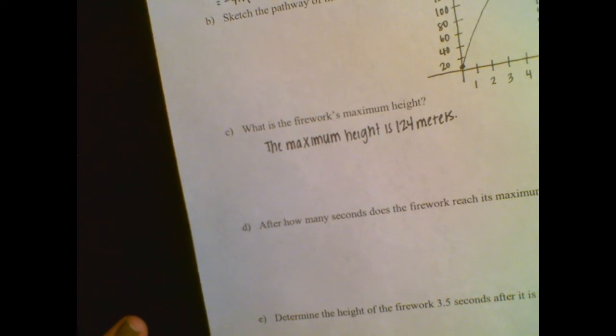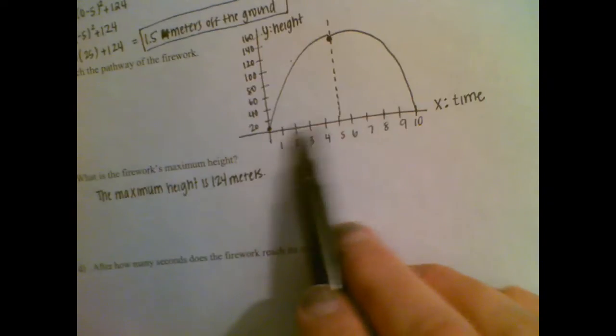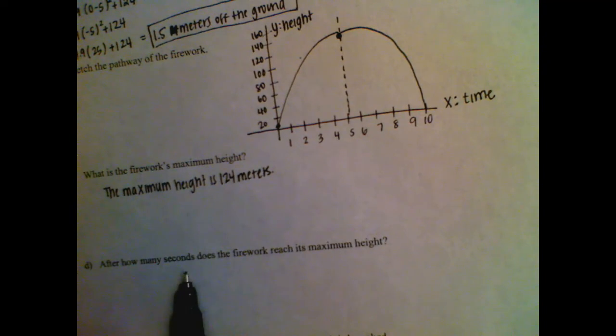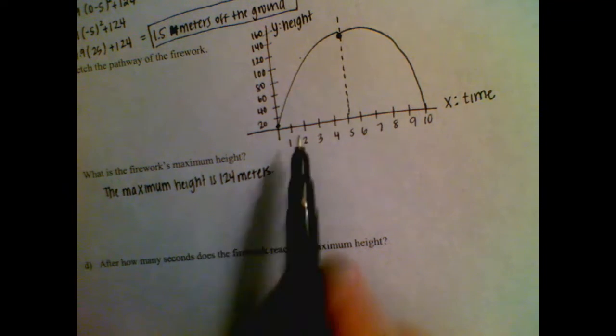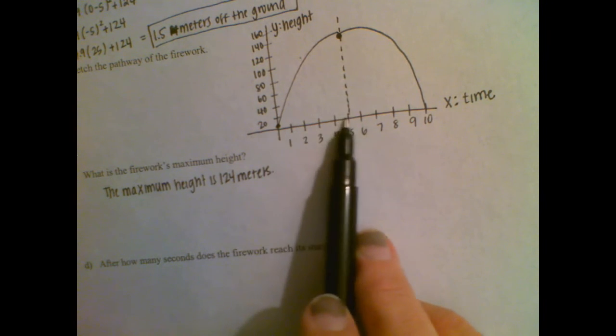And it's asking me after how many seconds does the firework reach its maximum height? Well, if we look along this axis again, the axis is representing time, and we're looking for how many seconds. So that means that we're looking along the x-axis. So it looks like we're about 5 seconds from the time that we're launching to the time that we're reaching our maximum height. So after 5 seconds, the firework reaches its maximum height.